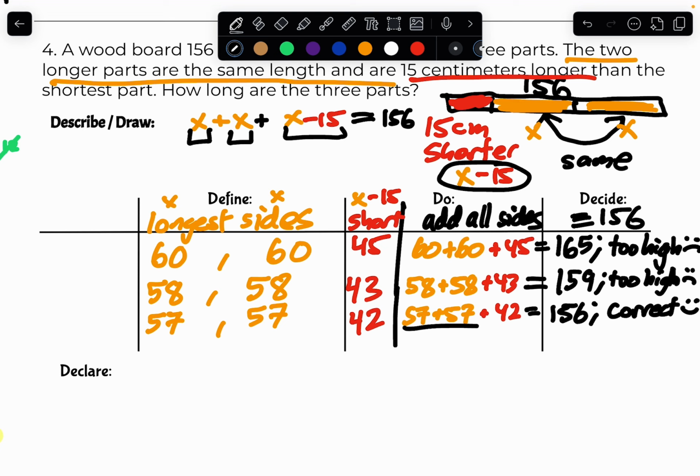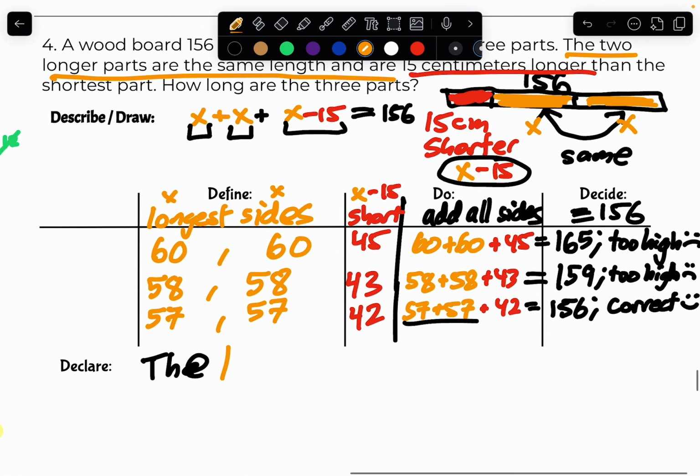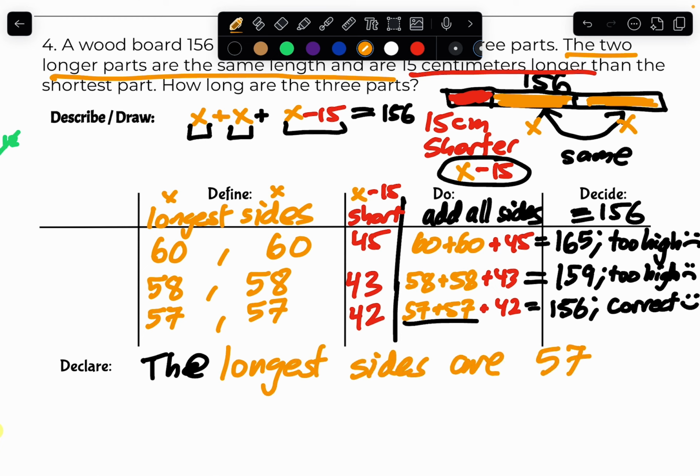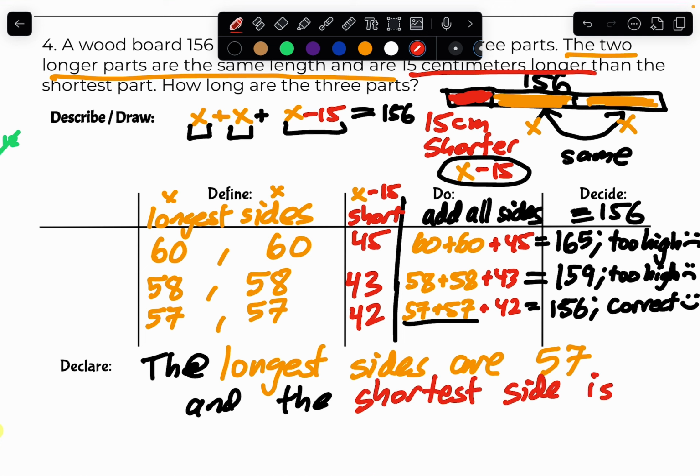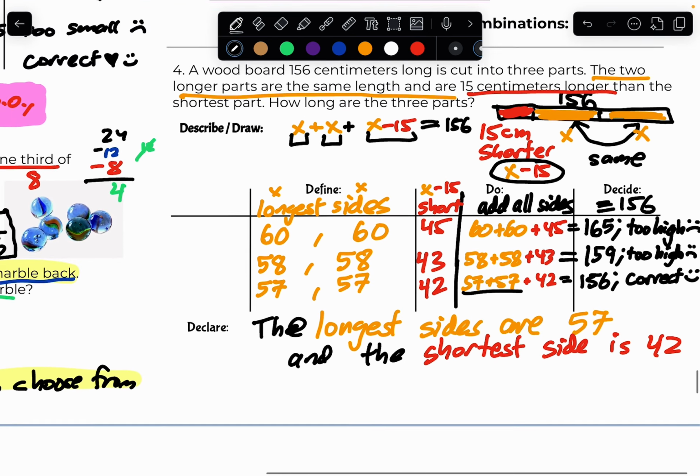The correct answer is, remember, always declare your answer. So we have the longest sides are 57 and the shortest side is 42. Now, I do have a little bit of an incorrect answer.